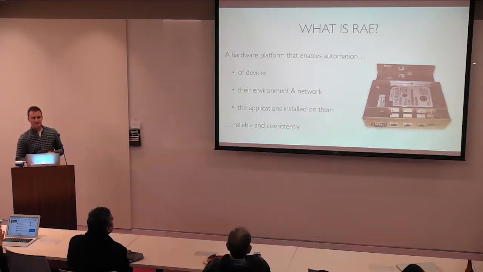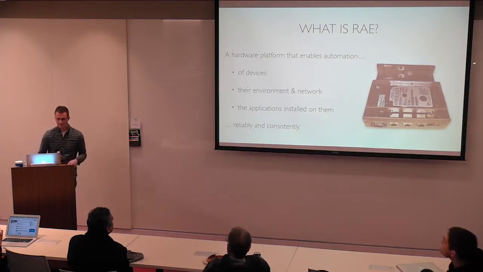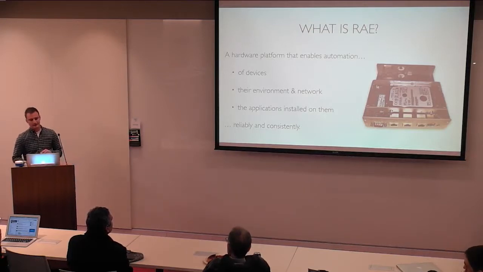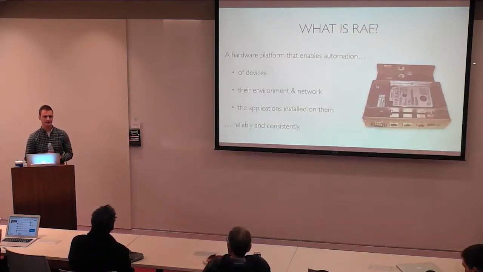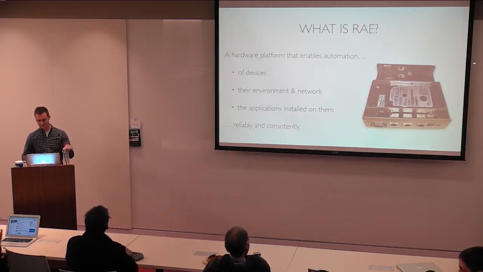So enable automation of devices. The way we want to automate these devices, we want to do that both physically and programmatically. And then we want to be able to control the environment that these devices are running in. So, for example, their network configurations, things like that. And then we want the applications installed on them to be able to be controlled by us. So, for example, the Netflix app, it would be nice if we could control that. And then we want to do it reliably and consistently. So we want to make this environment reproducible, so it's easier to reproduce bugs.